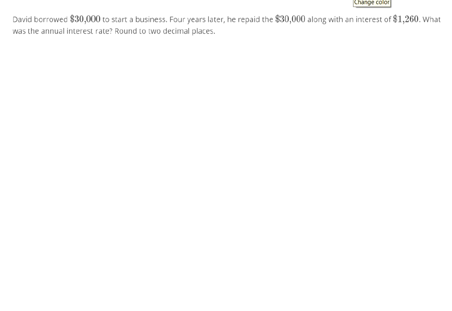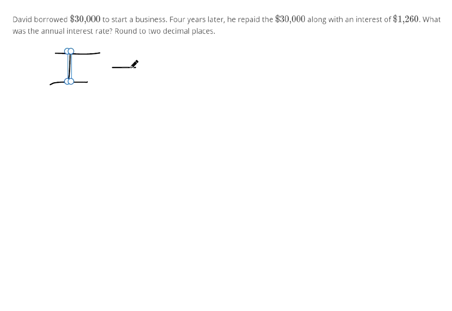Simple interest means you get just a straight amount of interest all the time. It's no compounding per month, per year. Interest rate stays the same. I mean, it's not the interest rate, but the amount of interest you get stays the same. So David borrowed $30,000. 4 years later, you paid the $30,000 along with an interest of $1,260.